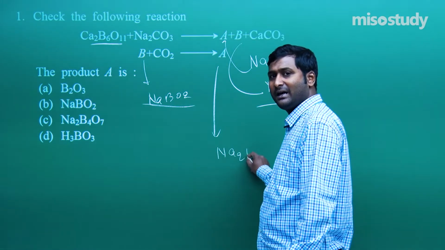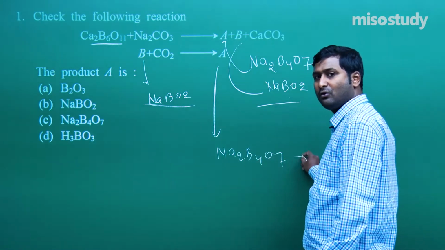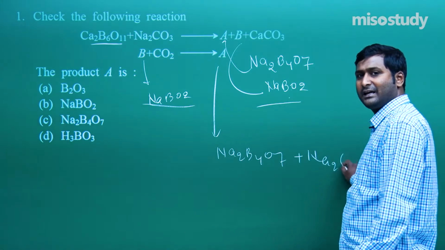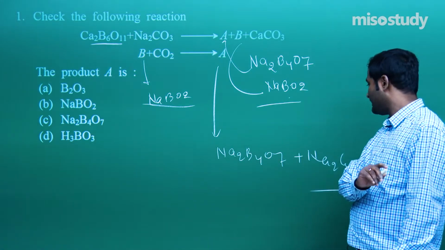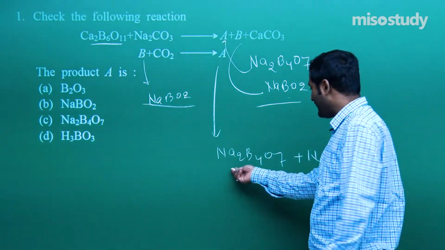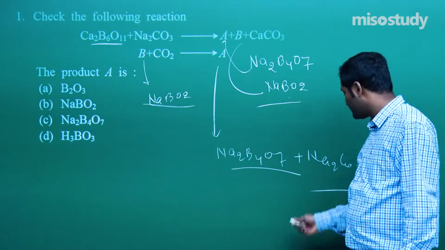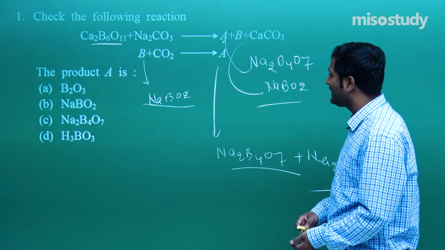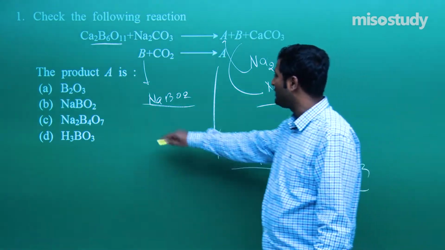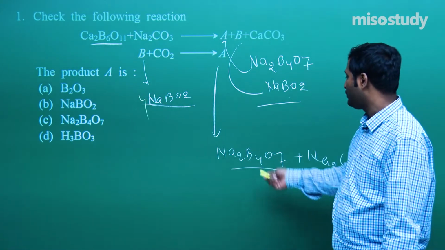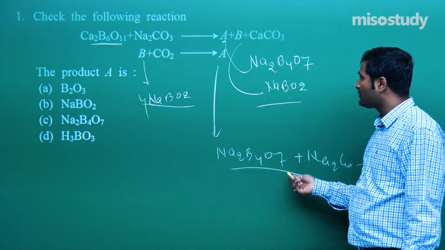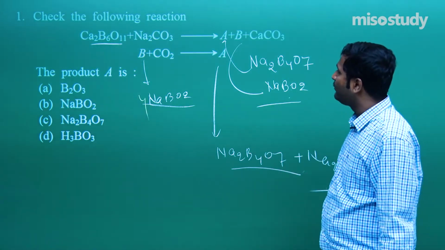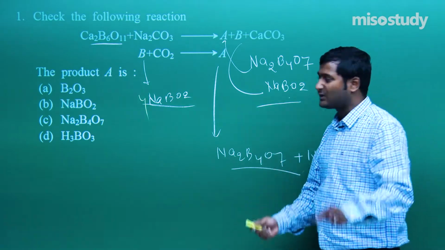Again, it will give Na2B4O7 plus Na2CO3. Clear what I'm telling? It again gives Na2B4O7 and Na2CO3. For this reaction, I'm not going to balance it as it is simple. Put here 4 NaBO2, you will get Na2B4O7 and Na2CO3. So in this case, what will happen?